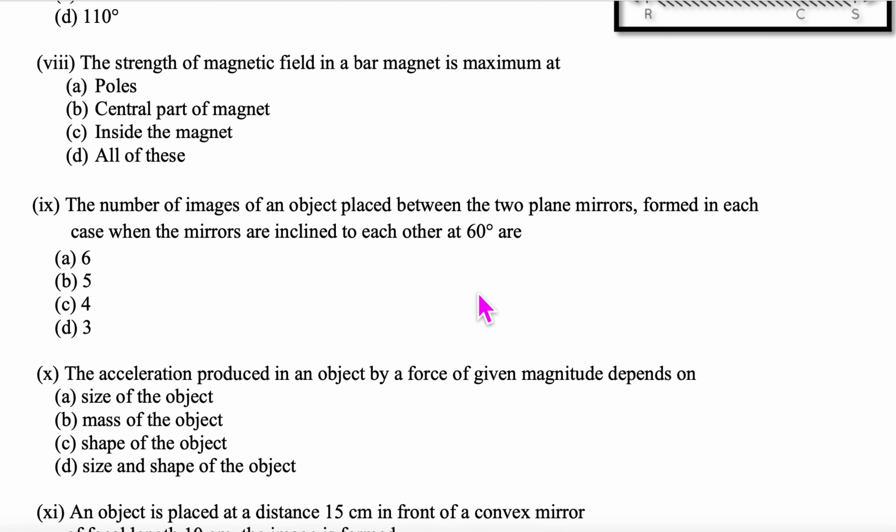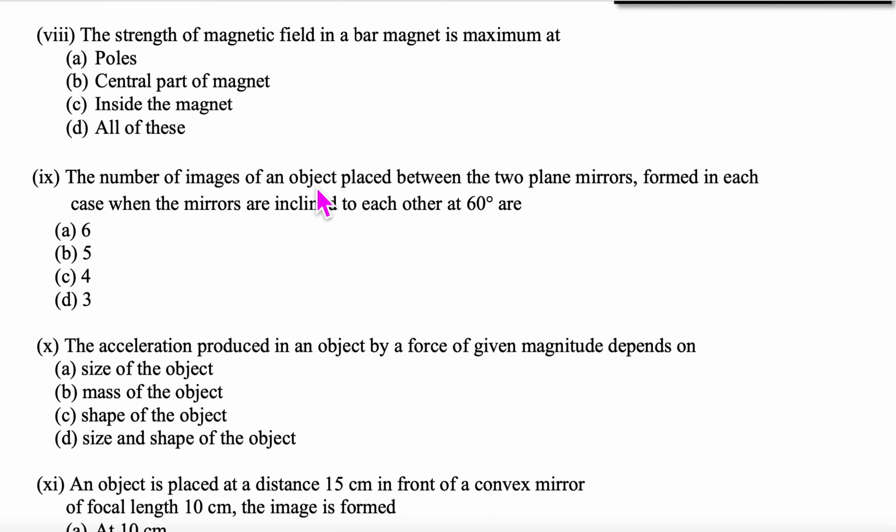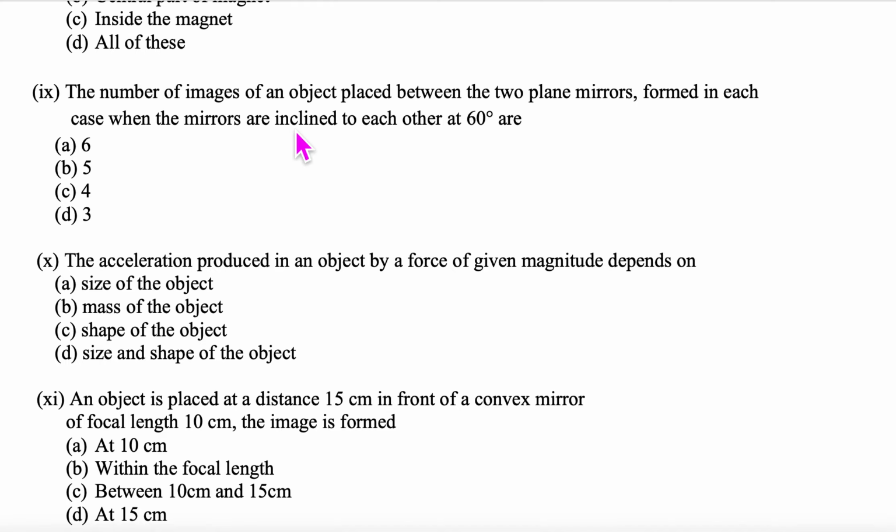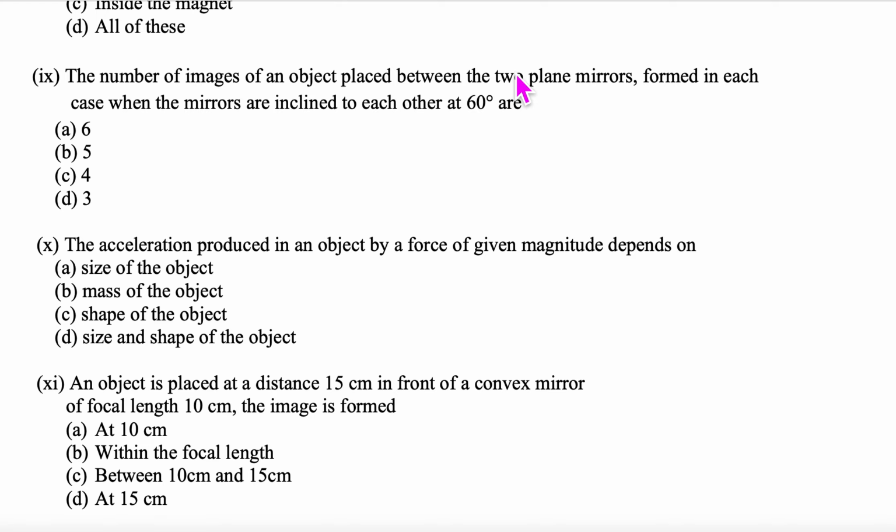Next. The strength of magnetic field in a bar magnet is maximum at the poles, correct? At the poles. Yes, and minimum at the center part, correct? Then this also is easy. Tell me, plane mirror 60 degrees means it will be 360 upon 6 minus 1, correct? Yes, ma'am. So 5.